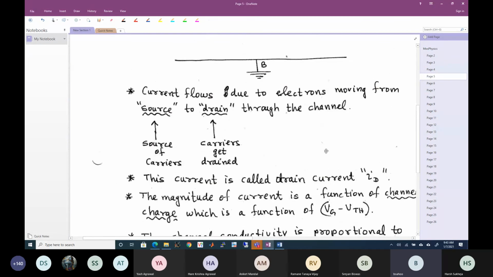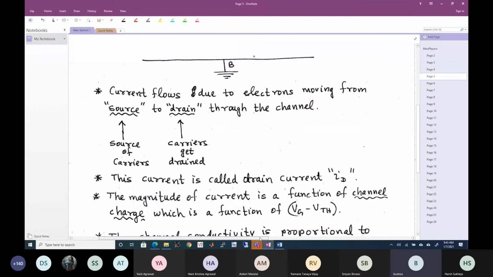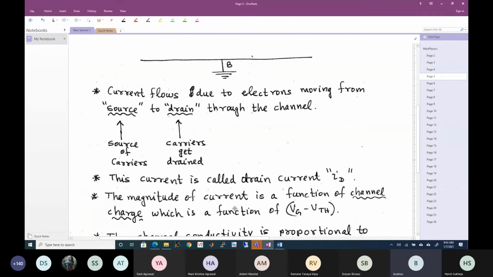Okay, and carriers get drained at the drain. This current is called the drain current. Now I'll use certain notations for the drain current, and we'll be using those notations sometimes in the strict sense and sometimes on a contextual basis, so that we will make it clearer as we go along. Now the current is called the drain current ID.